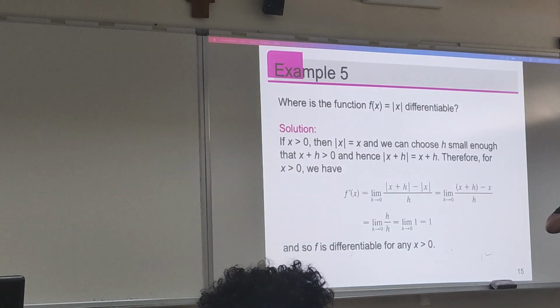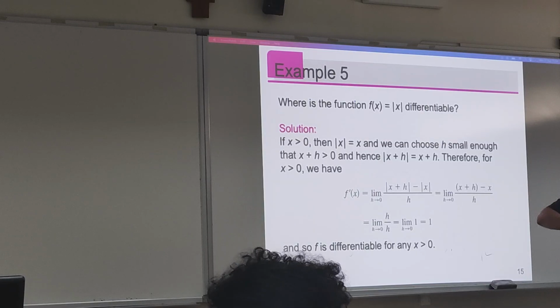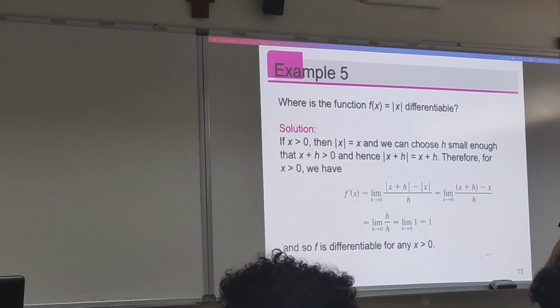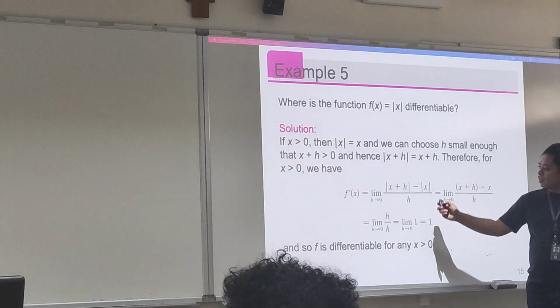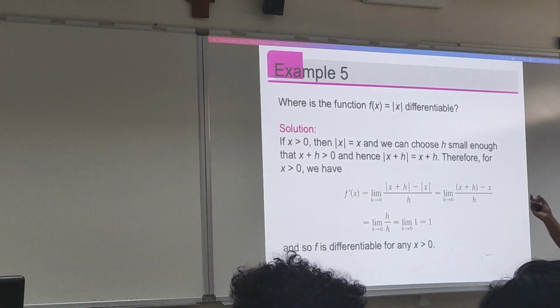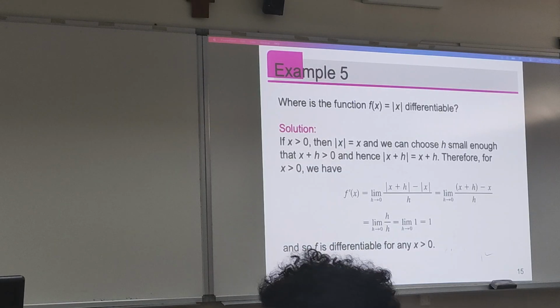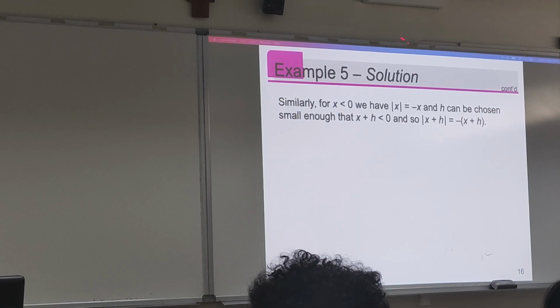So that is the first case. Now the other side: how about when your x is negative? This is the limit, or the derivative of your function, on the right side. How about on the left side? For x less than 0, we have this one now. The absolute value of your x must be negative x, since negative times negative is positive. And h can be chosen small enough that x plus h is less than 0, so the absolute value of x plus h is the negative of x plus h, since your x is now less than 0.